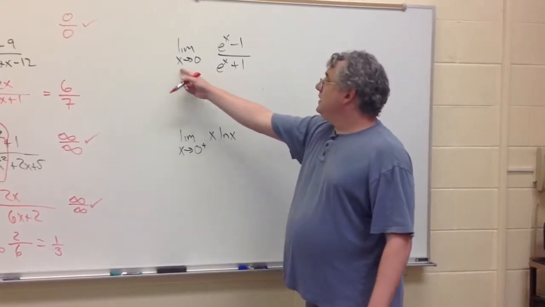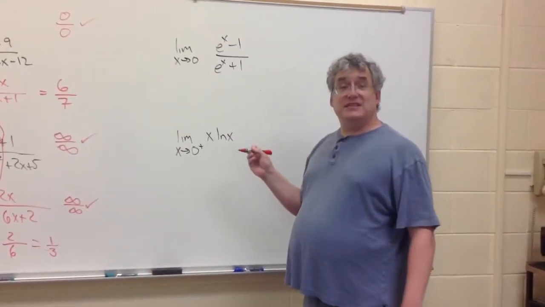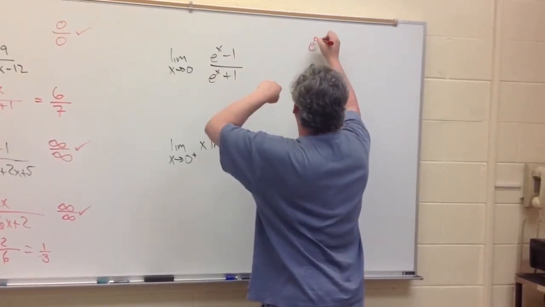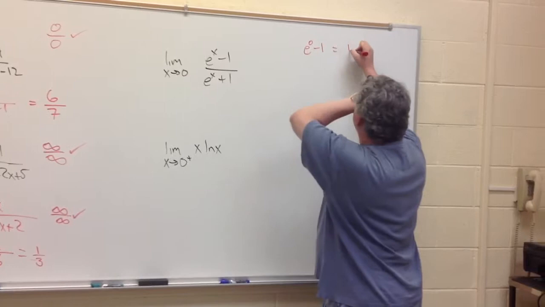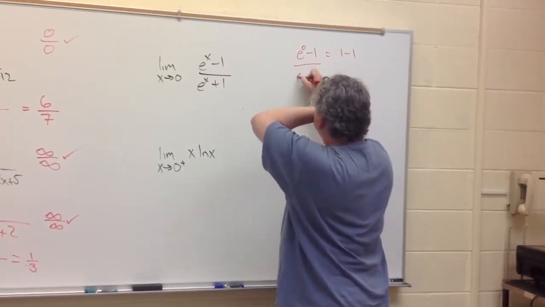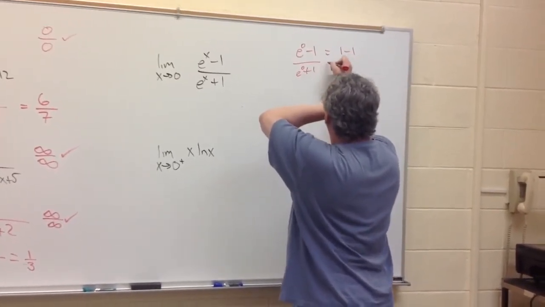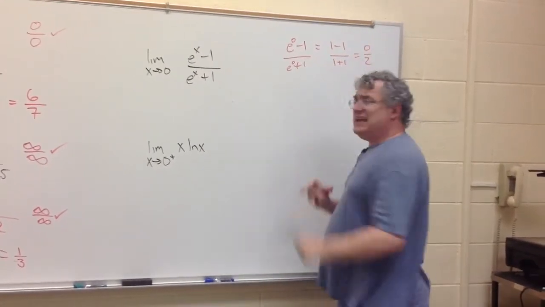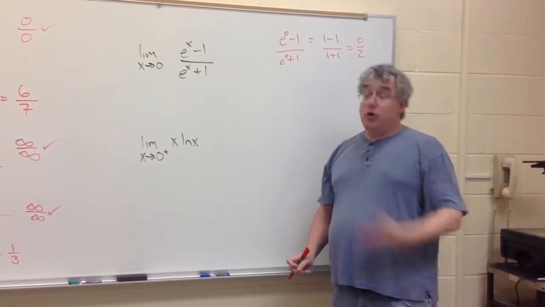Let's plug it in. x goes to 0. First thing to do is check if it's indeterminate. e to the 0 minus 1, so e to the 0 is 1, divided by e to the 0 plus 1. So I get 1 plus 1. I get 0 over 2. Is that indeterminate? Hopefully you can tell.